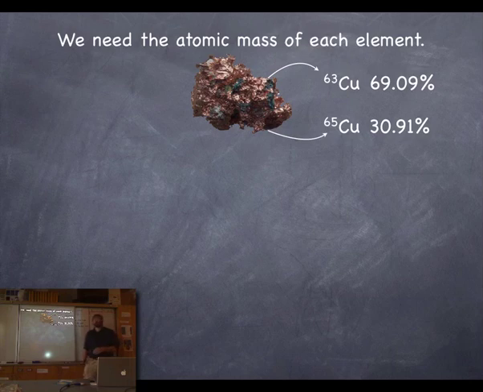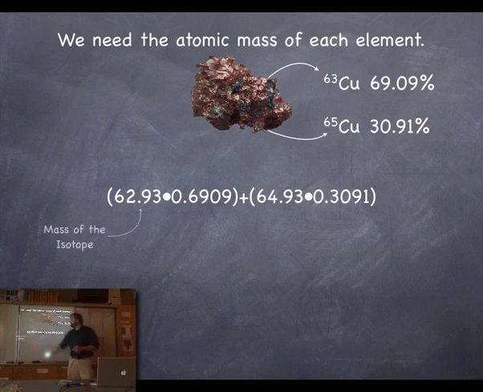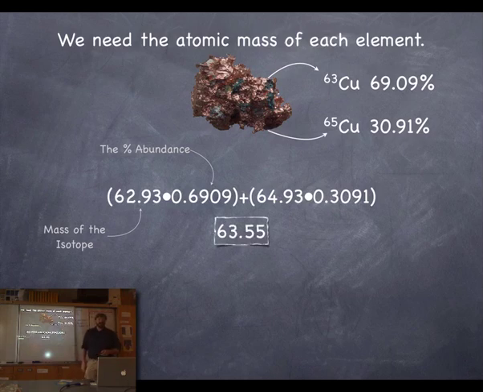And we've talked about this concept before. If I want the average of these two values, I have to do what we call the weighted average, where I take the mass of an individual part, a mass of an individual isotope, times its percent abundance. So the copper-63 has a mass of 62.93, and I'm just going to give that to you at this point. And the percent abundance is the 69.09% expressed in decimal form. So if I do that for each of the different isotopes and add them together, that gives me the average atomic mass of copper.